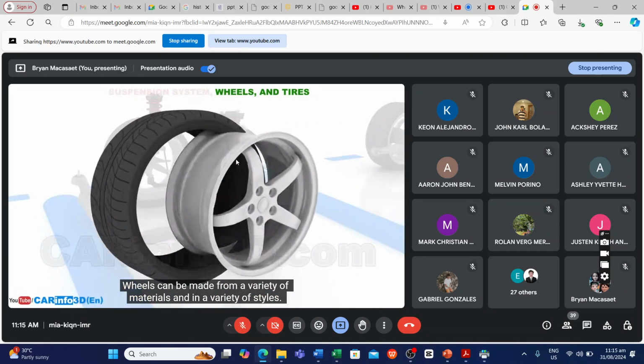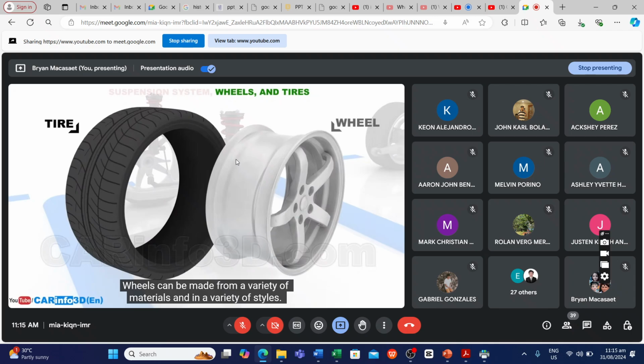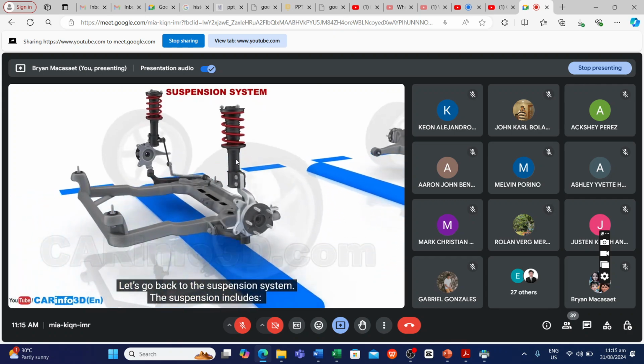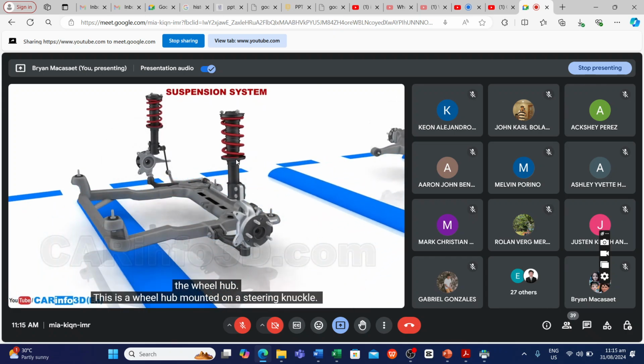Wheels can be made from a variety of materials and in a variety of styles. They are surrounded by tires, creating an air-filled chamber. Sometimes, tires are also equipped with an inner tube. Let's go back to the suspension system. The suspension includes the wheel hub. This is a wheel hub mounted on a steering knuckle.